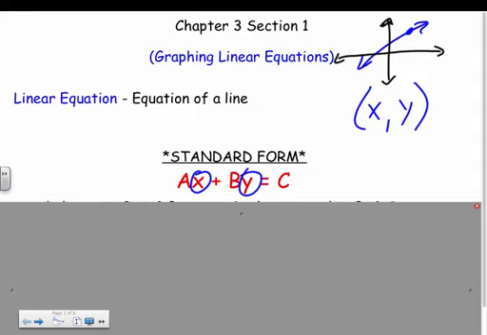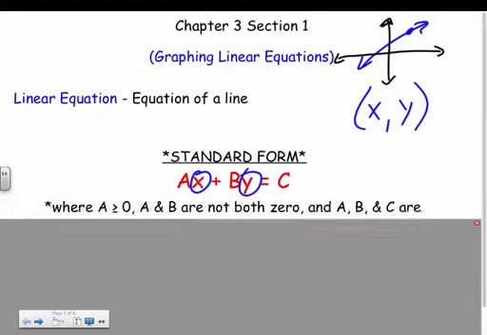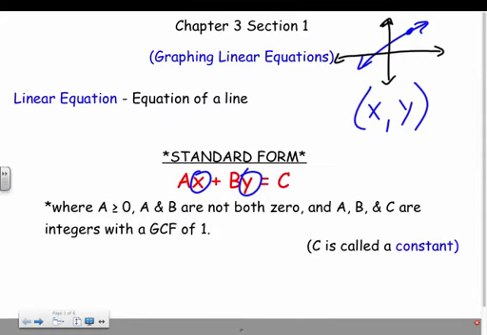Okay, and the standard form always has the x term, and then the y term, and a constant on the other side of the equals. It's basically all it comes down to. And we've got some rules to go with that. A has to be greater than or equal to 0.